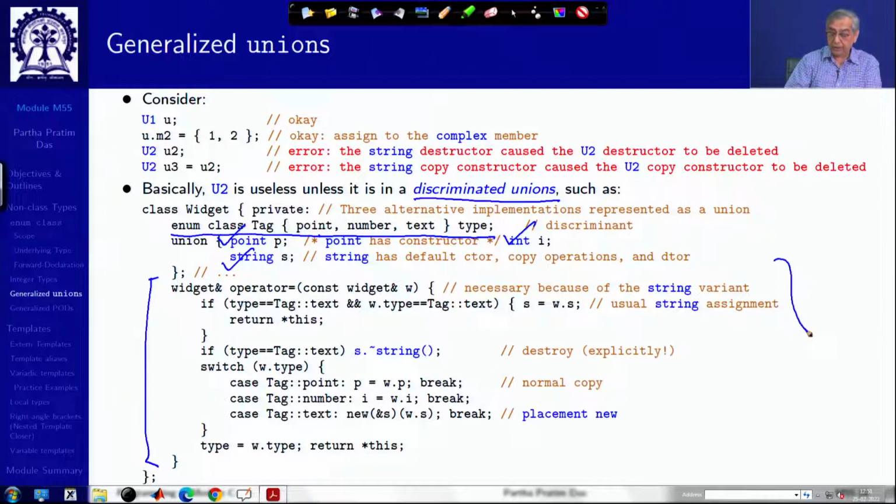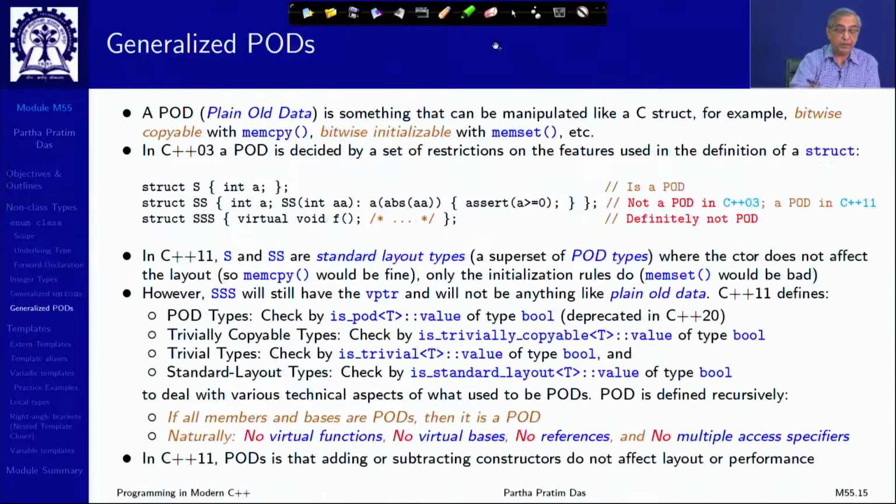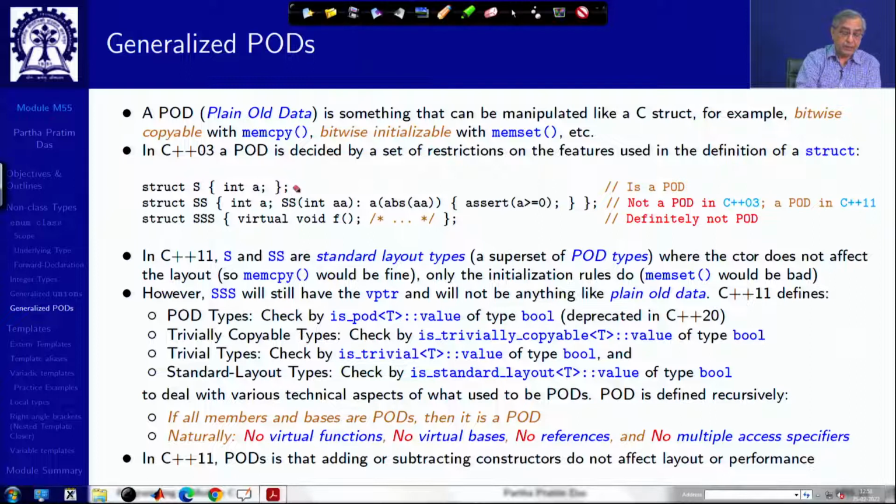Please go through this code, this should be pretty straightforward to understand, and you will know how this generalized union works. There is some generalization of the plain old data types also, which are bitwise copyable by memcpy or initializable by memset, like if I had a struct without any constructor. Now, that is a plain old data type, because that is a bit pattern.